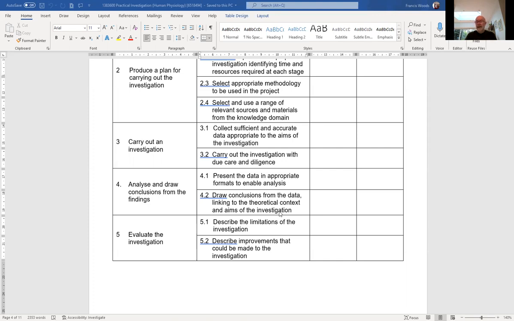So we then go on to the last section, and you can combine these two together, 5.1 and 5.2, because it says describe the limitations of the investigation and describe improvements that could be made to that investigation.